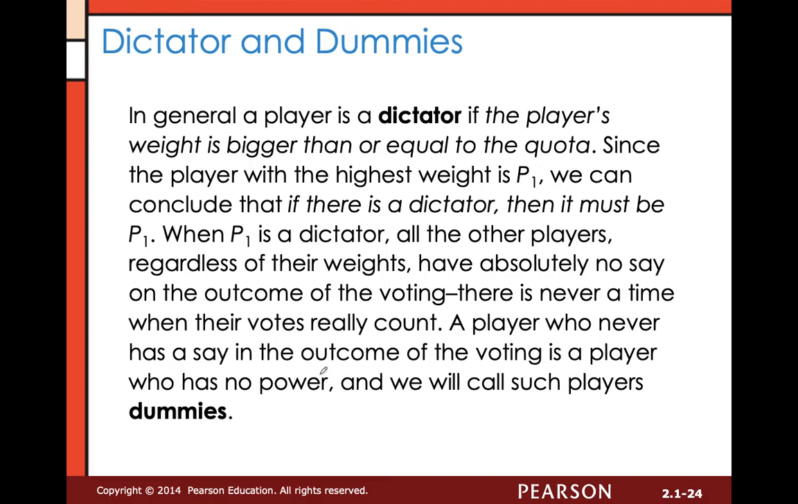In general, a player is a dictator if that player's weight is bigger than or equal to the quota. Since the player with the highest weight was P1, we can conclude that if there's a dictator, then it has to be P1. So that'll always be the case. When P1 is a dictator, all the other players, regardless of their weights, have absolutely no say on the outcome of the vote. There's never a time when their votes really count.